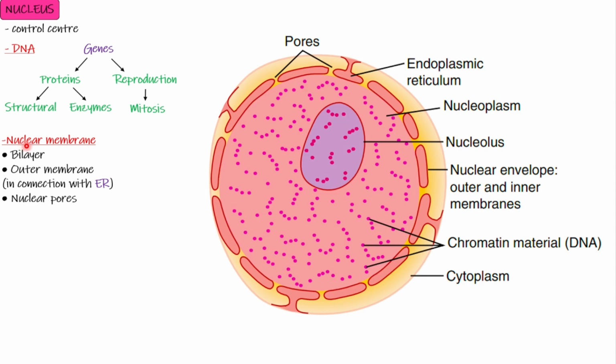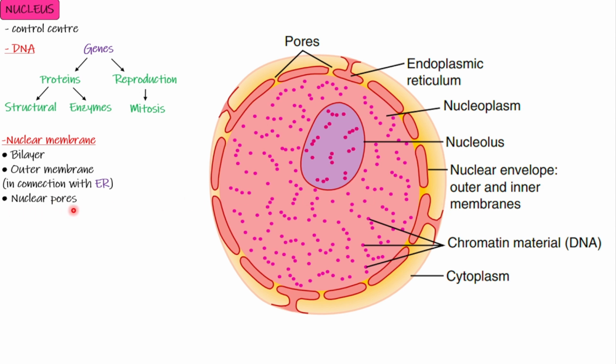Okay, now let's discuss the structure of the nucleus. The nucleus has a nuclear membrane outside it. This is the nucleus. As you can see, there is a nuclear membrane outside. This is exactly the same lipid bilayer. The outer membrane is in connection with the endoplasmic reticulum. Here you can see this is a lipid bilayer. One layer is this, the other layer is this. This outer layer is in connection with the endoplasmic reticulum. So here the endoplasmic reticulum starts.